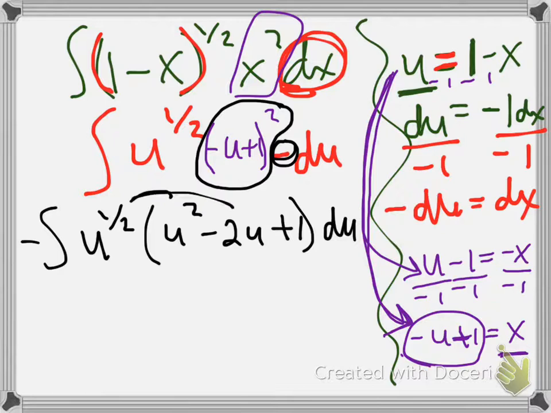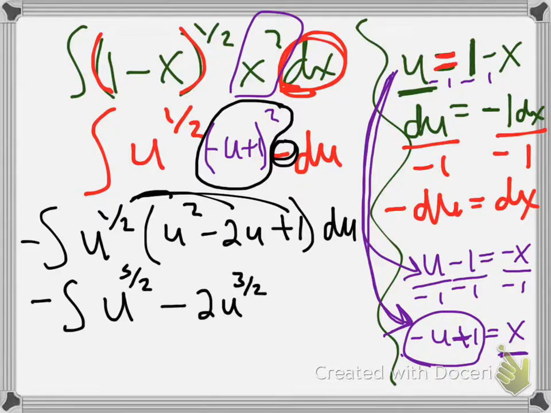Well, can we distribute this u to the 1/2 now? Yes, we can. So the negative's still out there. When I distribute the u to the 1/2, I get u to the 5/2, minus 2u to the 3/2 plus u to the 1/2 du. And now this is in polynomial form, and we can integrate each of these.